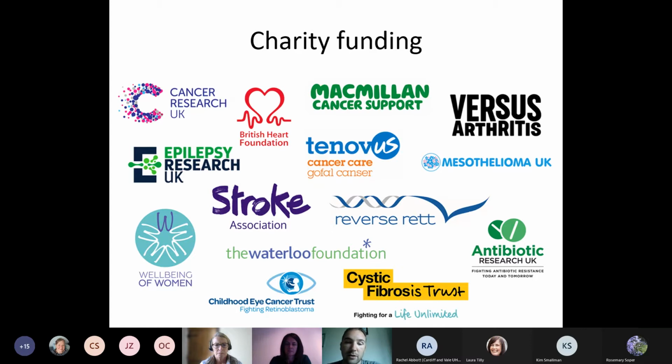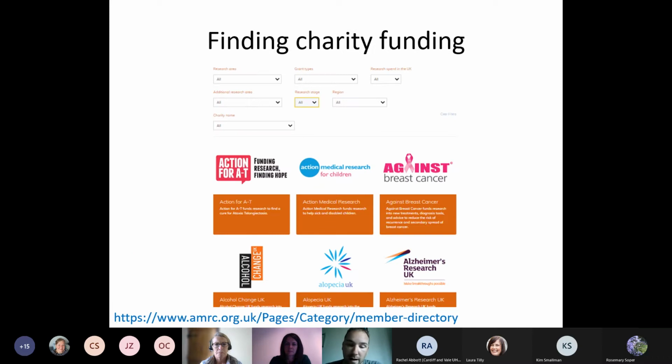And if you're not sure where to start looking, my advice would be to go to the website of the Academy of Medical Research Charities, AMRC. They have this funding finder interface on their website. This is just a screenshot where you can, so they have listed around 150, 160 odd charities that fund medical research in the UK, and you can search that website, and they will have lists of open and upcoming funding calls.